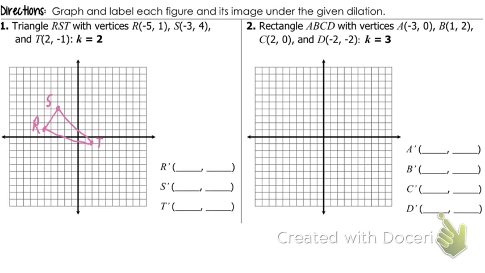So instead of negative 5, comma 1, we're going to have negative 10, comma 2. Instead of negative 3, comma 4, it's negative 6, comma 8. Instead of 2, comma negative 1, it's 4, comma negative 2. We just multiply all of them by 2.